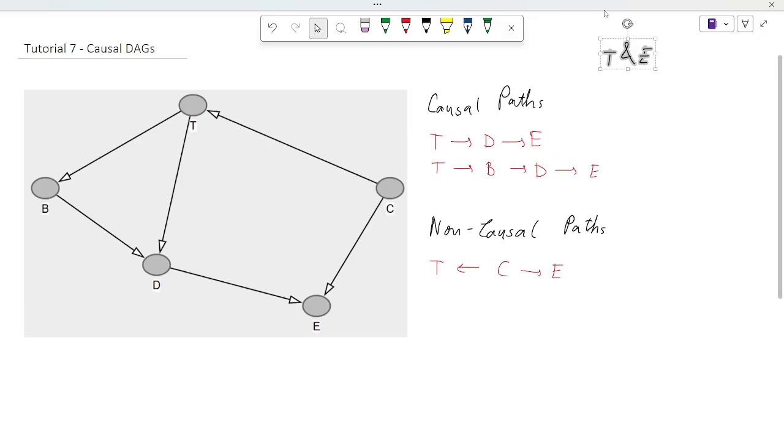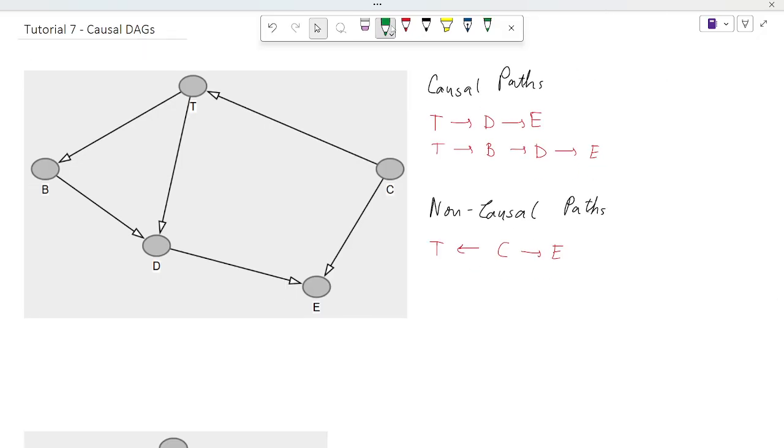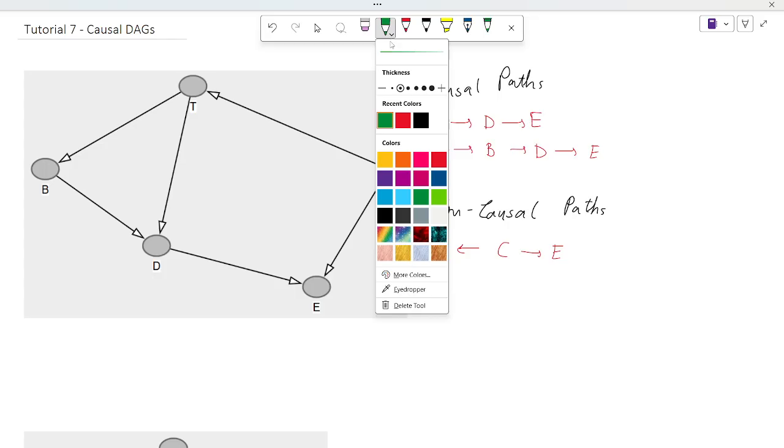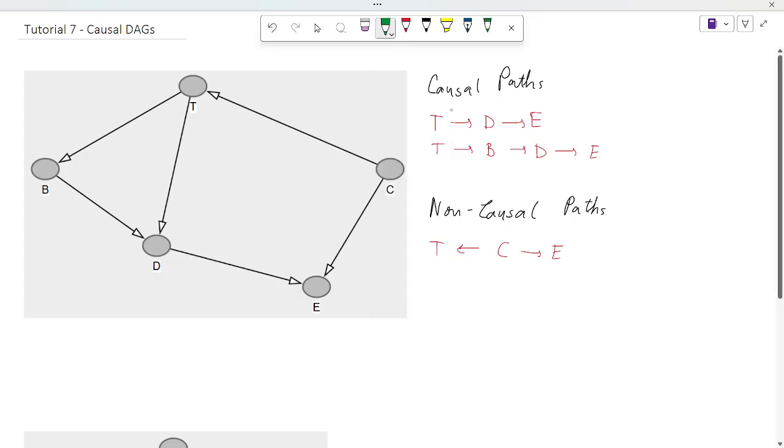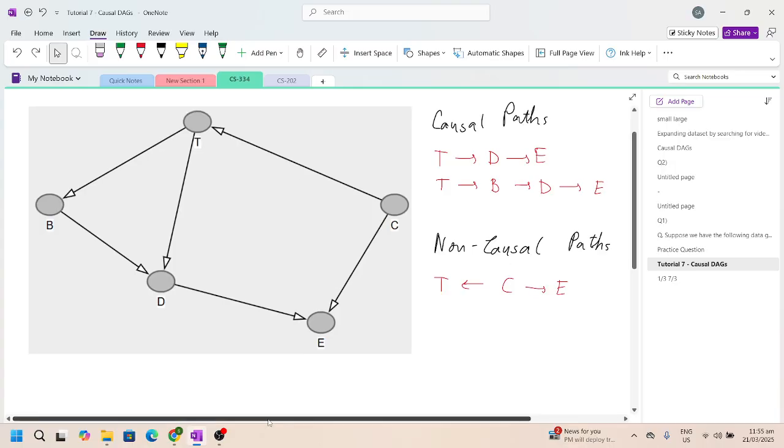So now, the only difference between a causal and a non-causal path is that causal paths में all your arrows are going in this direction from the treatment towards the effect. Non-causal paths में your arrows may go in different directions as well. Are there any questions at this point?